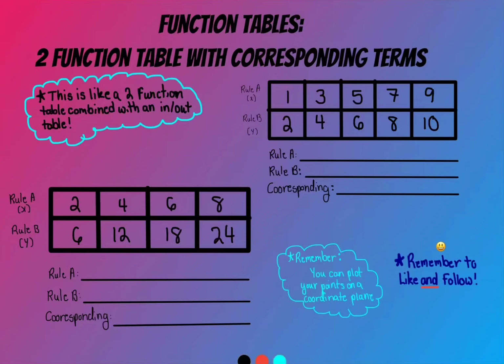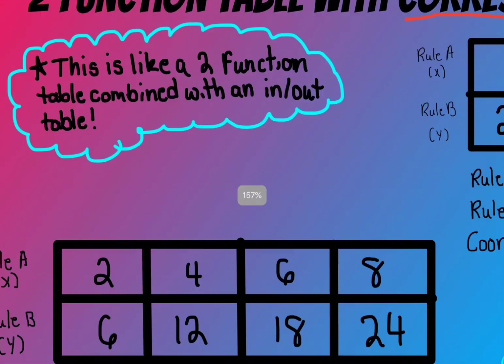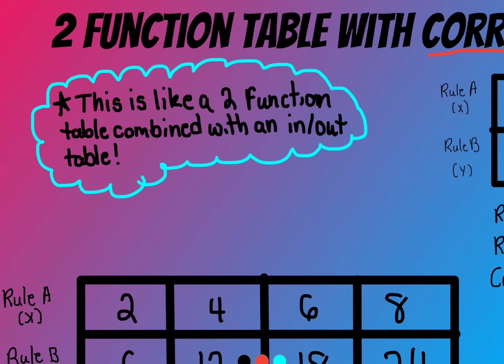Today we're focusing on a function table, actually a two-function table, where you have corresponding terms. Now what this really means is imagine you have a two-function table. Usually the patterns are going this way. And then on top of that, you need to look at numbers and the patterns going this way. So it's like having two function tables layered on top of each other. You have a two-function table and you have an in and out table all combined.